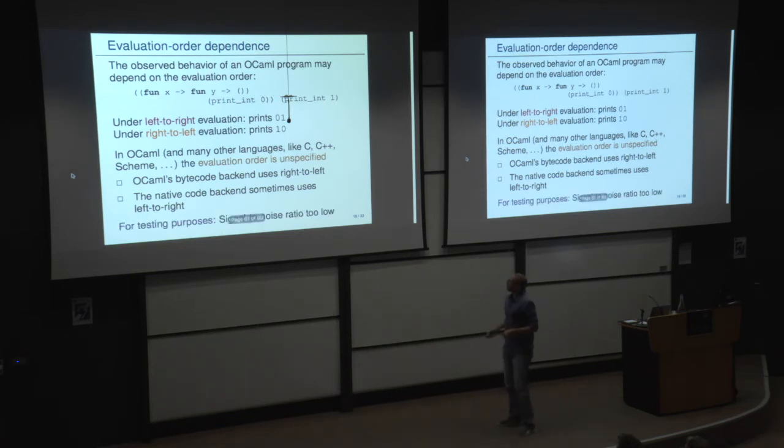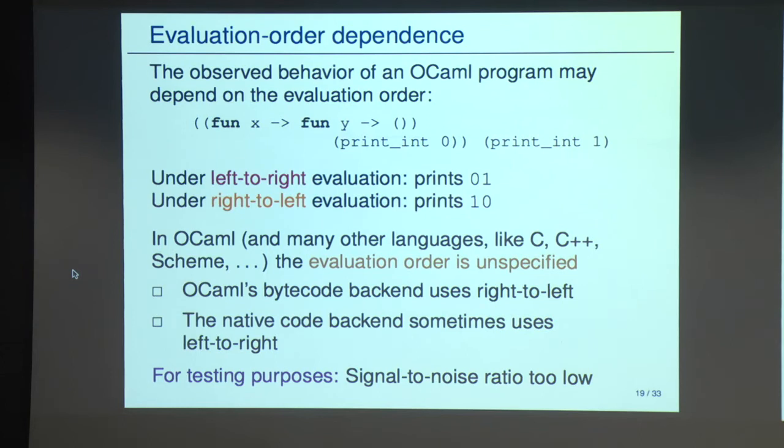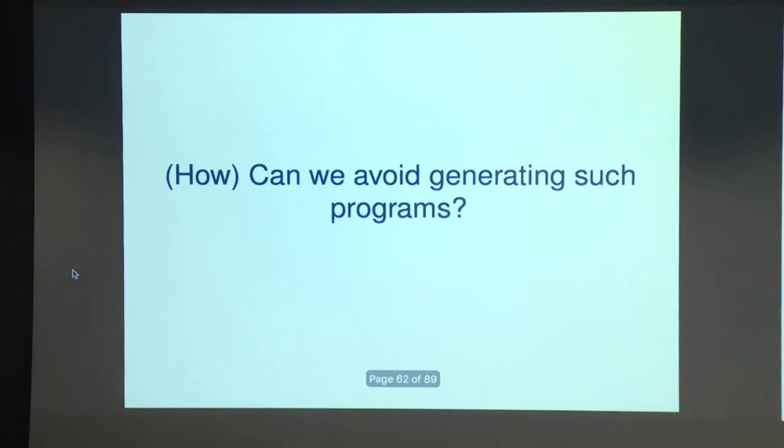All right, for testing purposes, it's sad, right? Because then it means that, well, anything we would get out, any difference of these may just be noise due to this loose specification. So what can we do about it? Could we somehow avoid generating such programs in the first place? It would be nice, wouldn't it?